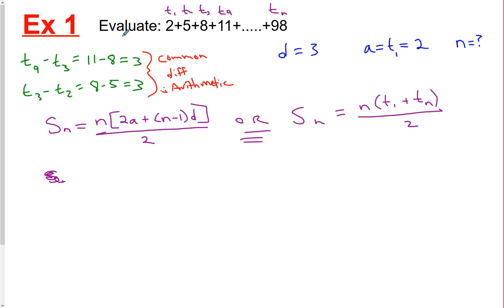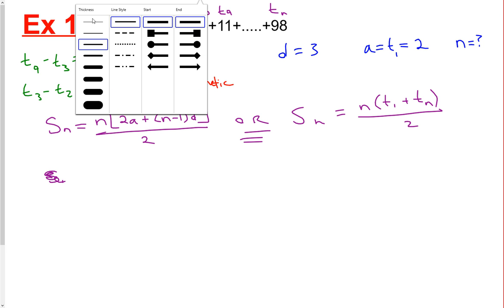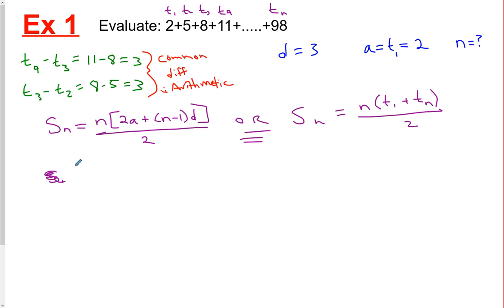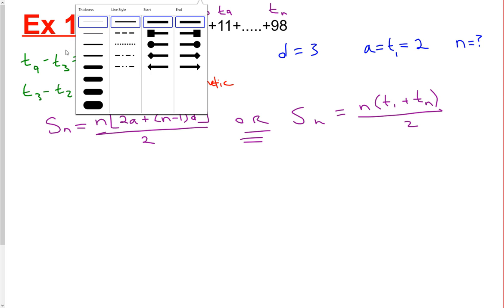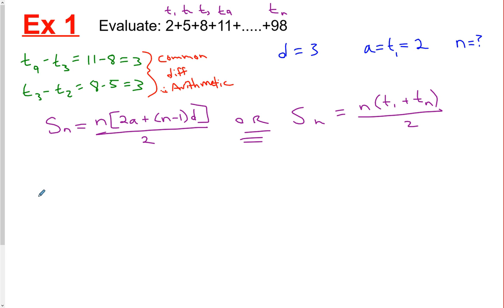I need to use my general term. Now my general term for an arithmetic sequence, let me just clear myself a little space here. My general term for an arithmetic sequence looks like this. And it says, to find any number, you take the first number and you add number of terms minus 1 times the common difference. That's my general term formula for an arithmetic series.